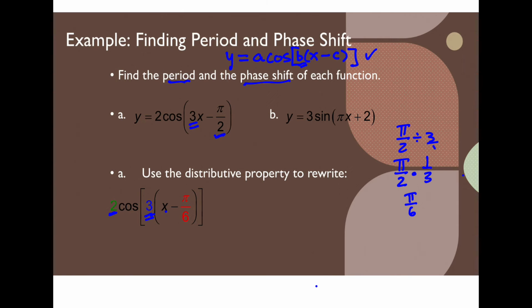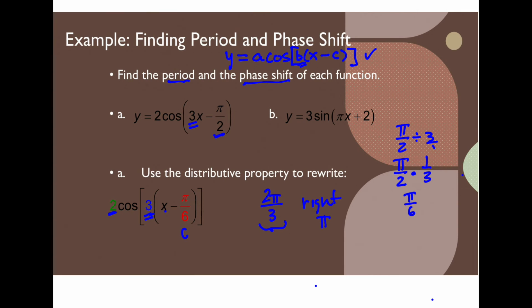So identifying the period. First, the period is going to be 2 pi divided by whatever my b is. In that case, it's a 3. And so this is my period. That's just going to be the length of it, right? But let's identify the phase shift. The phase shift is, my C value is pi over 6. So that's going to move it to the right pi over 6 units.